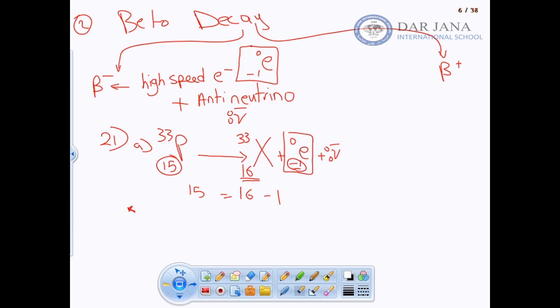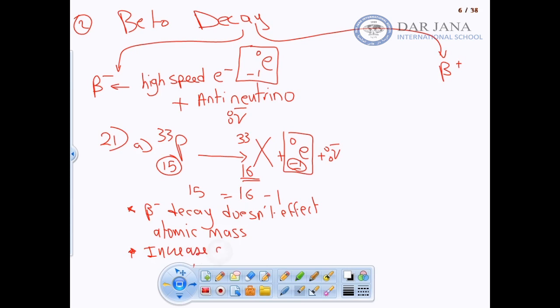So we can write a note here. Beta minus decay, does it affect or doesn't affect atomic mass? It increases atomic number by 1. As you see, we have 15 here, then here we have what? It is 16. So it increases atomic number by 1. Let's go to beta plus decay.